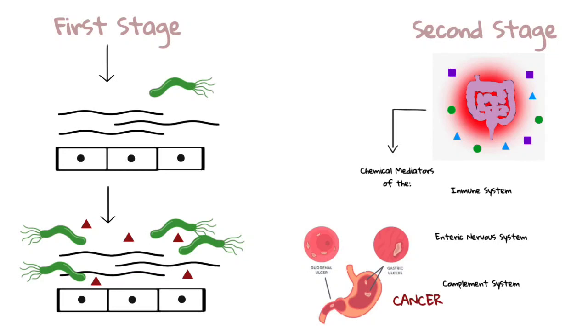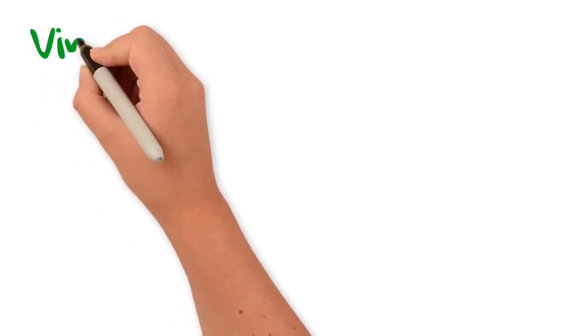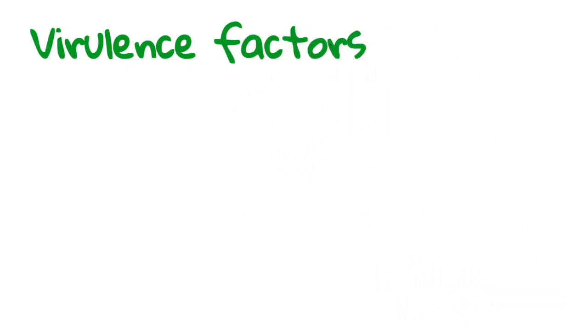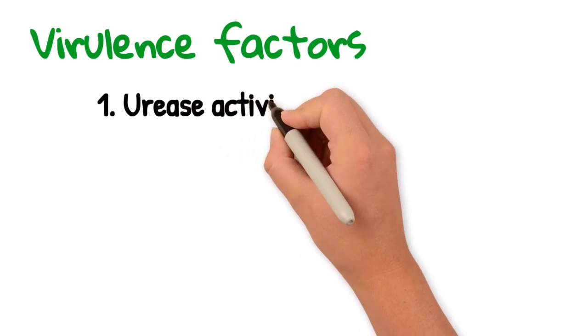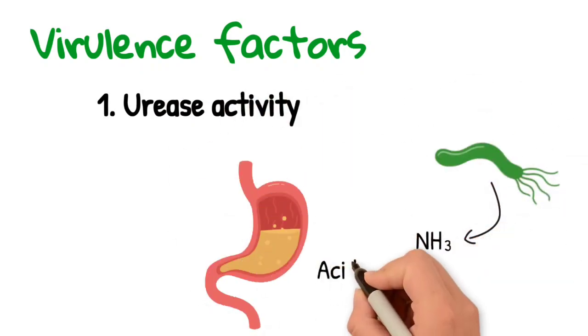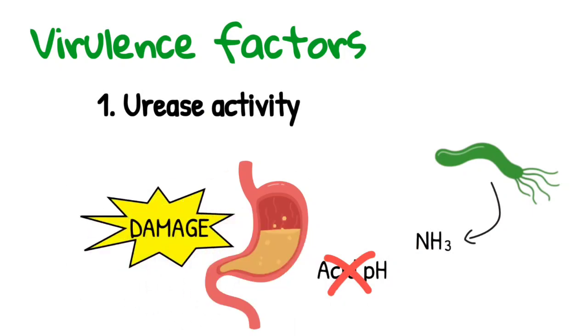Now, to explore how it is possible for this microorganism to colonize and generate the associated pathology, it is crucial to signal the virulence factors that help it. This bacteria can reach its objective by: 1. Having urease activity, which promotes the liberation of ammonia that could induce damage on the gastric epithelia.